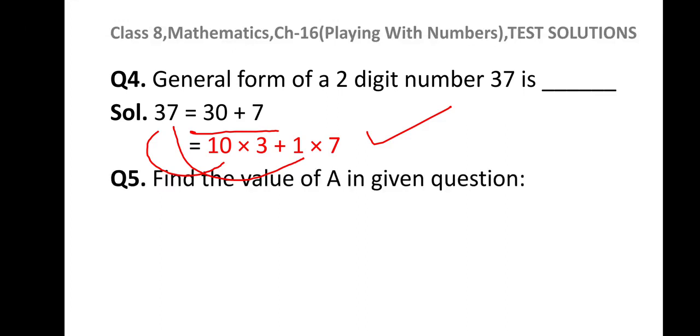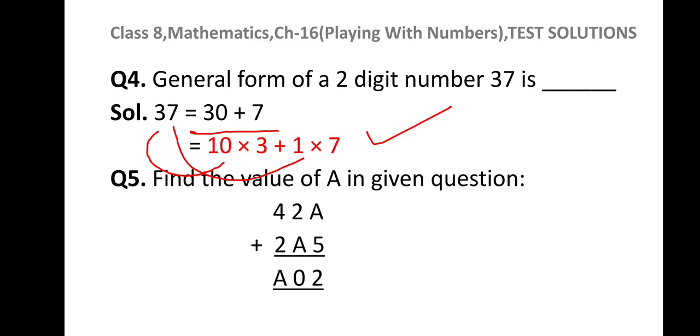Coming to question number 5, find the value of A in the given question. We need to find the value of the unknown letter A, and this question is based on the concept of letters for digits. So we should be aware of the rules. What are the rules to solve these types of questions? Firstly, each letter in the puzzle must stand for just one digit, and all the digits can take the values from 0 to 9, and the first digit of a number cannot be 0.